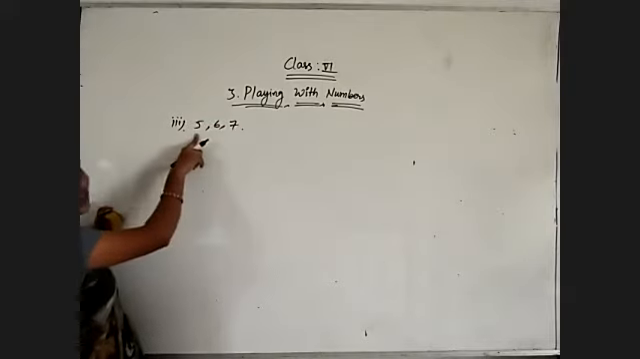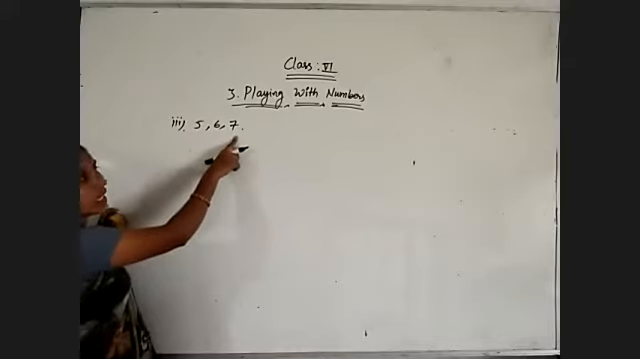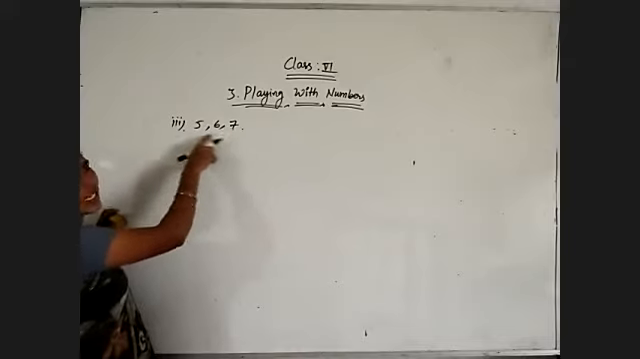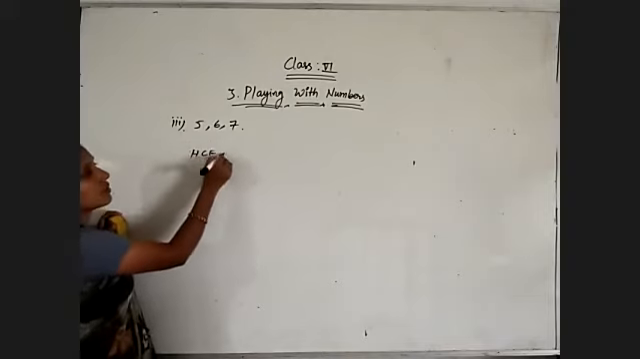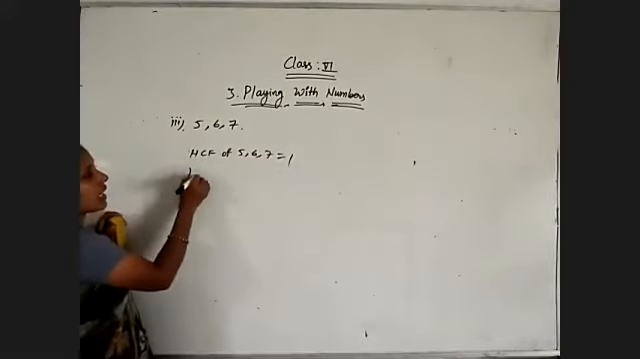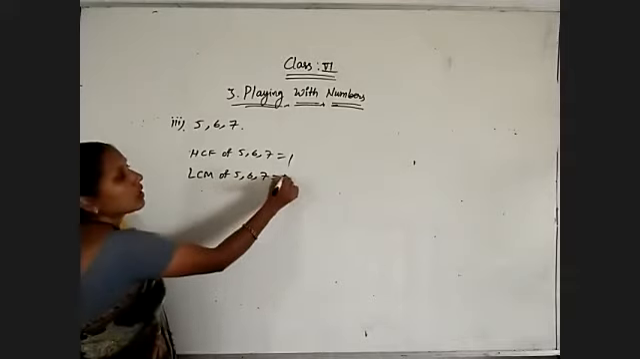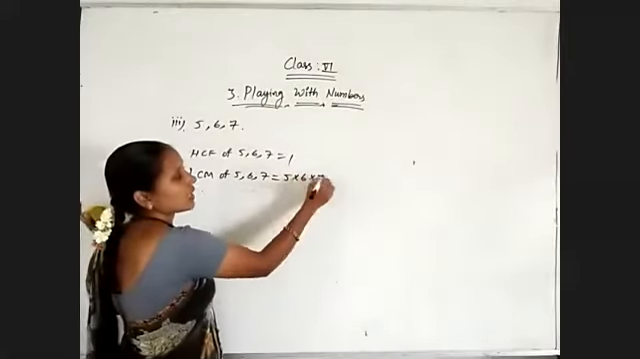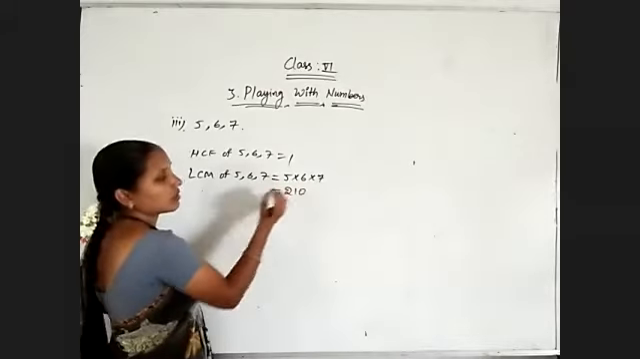For 5 we have the factors 1 and 5. For 6: 2, 3, 1. And for 7: 1 and 7. So here any common factor is not there except 1. So HCF of 5, 6, 7 is equal to 1. And LCM of 5, 6, 7 is equal to 5 into 6 into 7. That's all. 5 sixes are 30, 30 into 7 is 210.